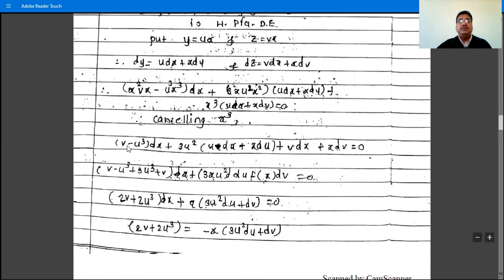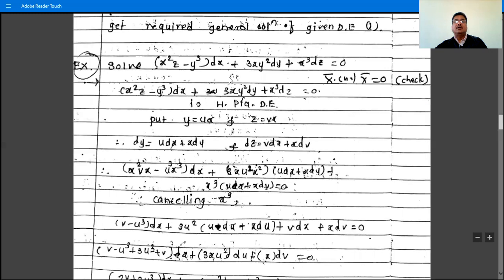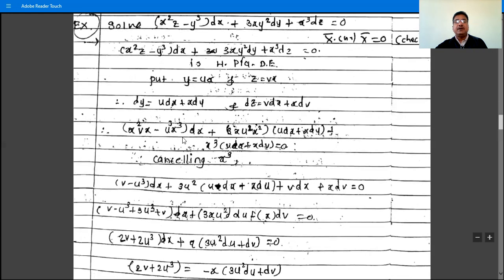So (v minus u) cube dx plus 3u square in bracket, this term, and this x cube get cancelled, v dx plus x dv is equal to 0. So this is the homogeneous Pfaffian differential equation of degree 3, so we have x cube as a common factor, and if we cancel that common factor, we have this differential equation.